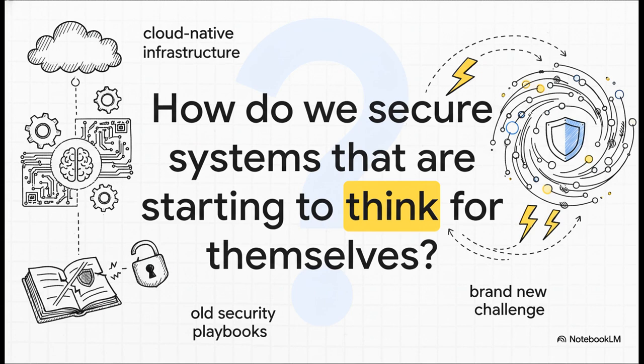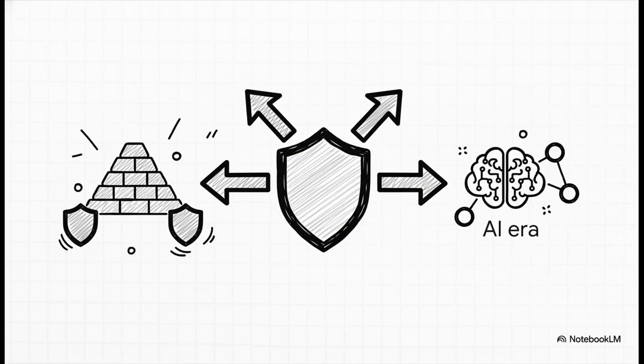We've got AI agents becoming more and more autonomous inside our cloud-native setups. And you know what? Our old security playbooks, they just don't cut it anymore. This isn't about adding one new feature. We're talking about a whole new ballgame. And that is exactly where Kubescape 4.0 steps in.